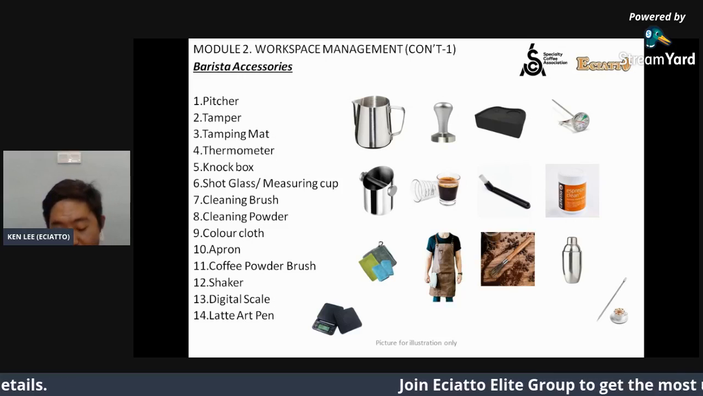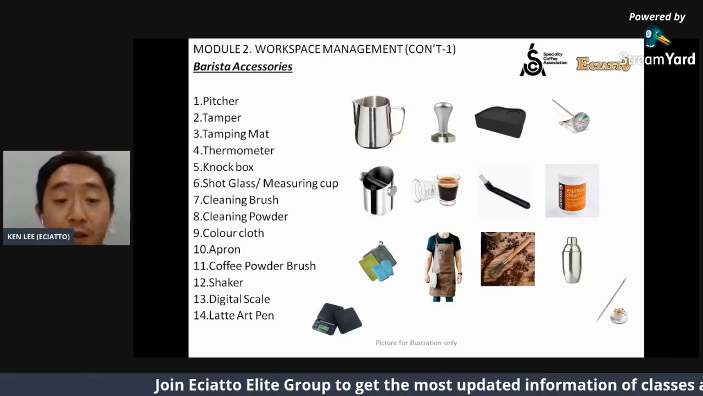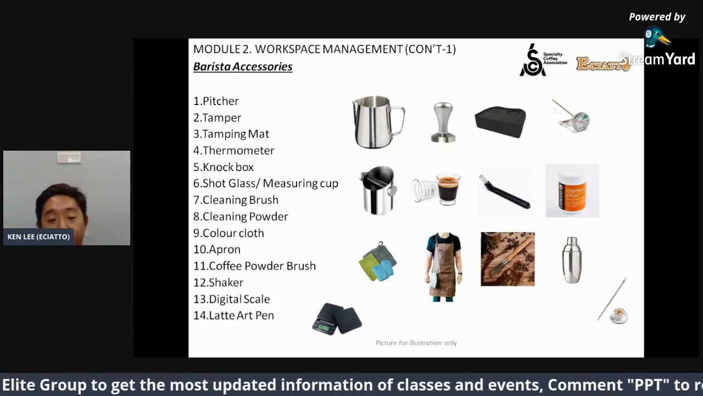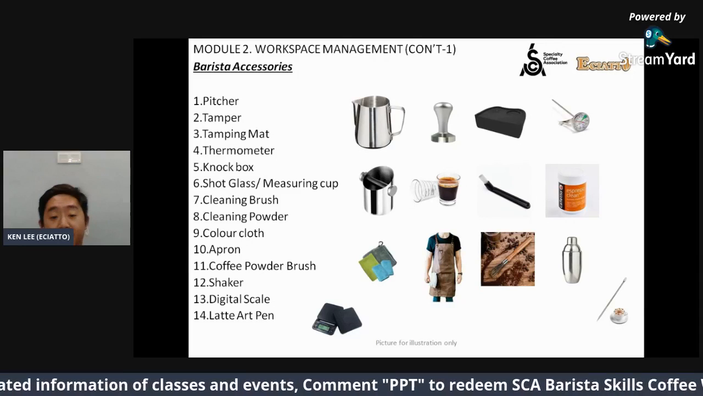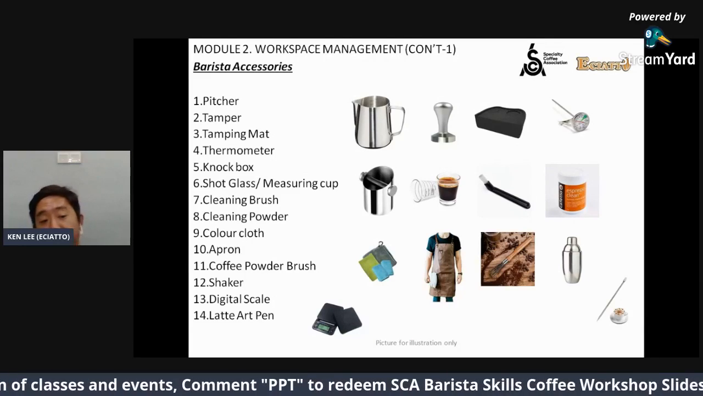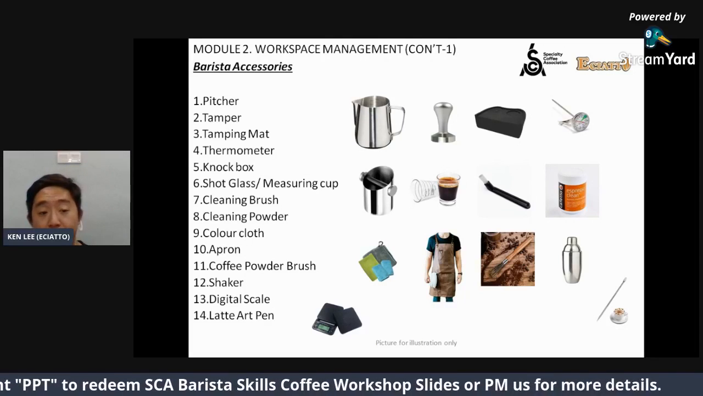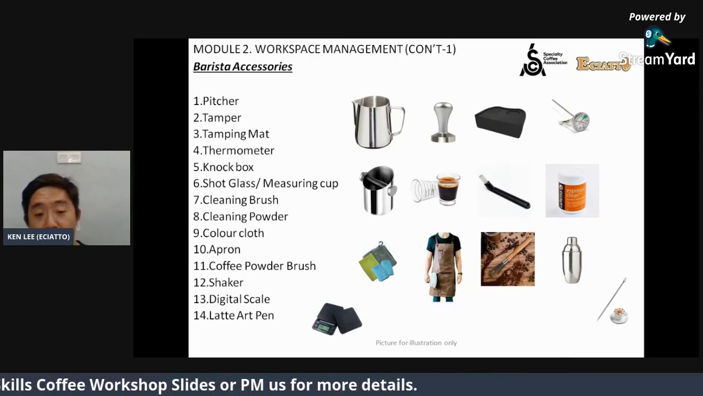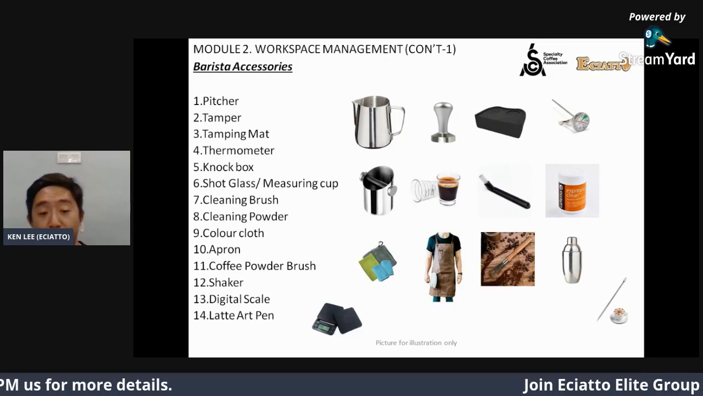Okay, a cleaning brush is for machine maintenance, for you to do daily cleaning or weekly cleaning. You need a brush that can withstand heat, or normally it will come with the machine if you purchase a set of machines. Then we have cleaning powder. The brand that we commonly see in the market is called Cafetto. Okay, Cafetto is the one that we use.